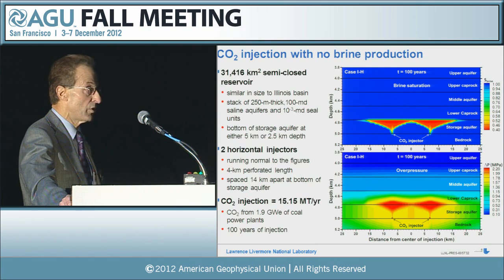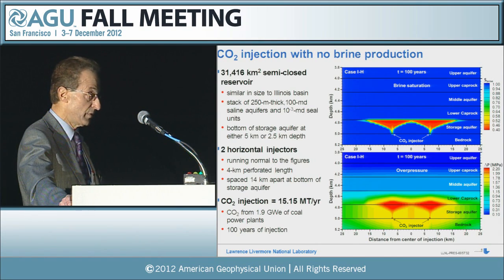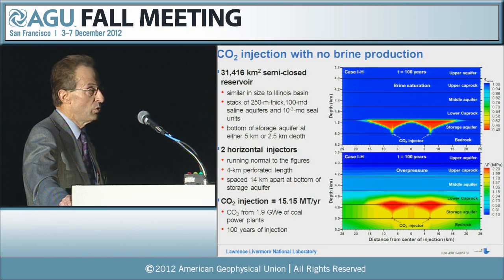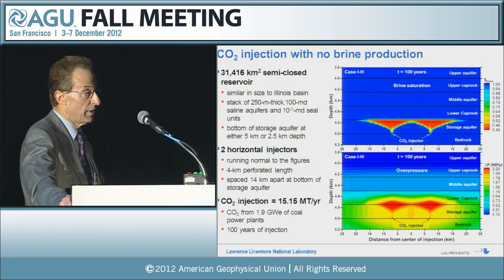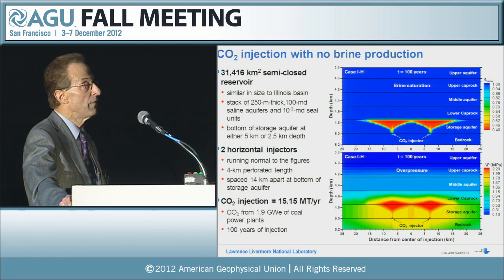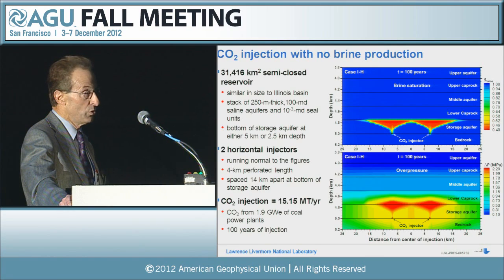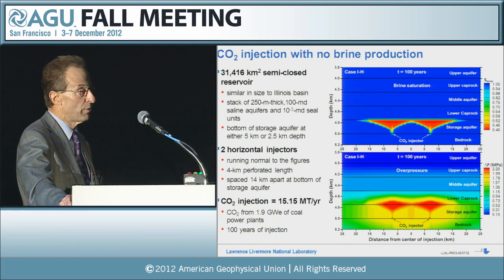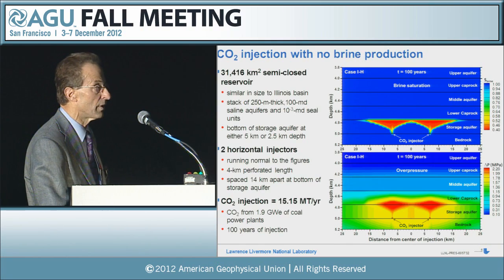We're injecting a large amount of CO2 in this example, 15 million metric tons per year, which is equivalent to 2 large coal power plants, or roughly 3 times what the Chevron Richmond refinery puts out in a year. We're injecting for 100 years. What we find is that due to buoyancy, CO2 spreads over a wide area, and that the area of maximum overpressure occurs at the interface between the storage aquifer and the overlying cap rock.